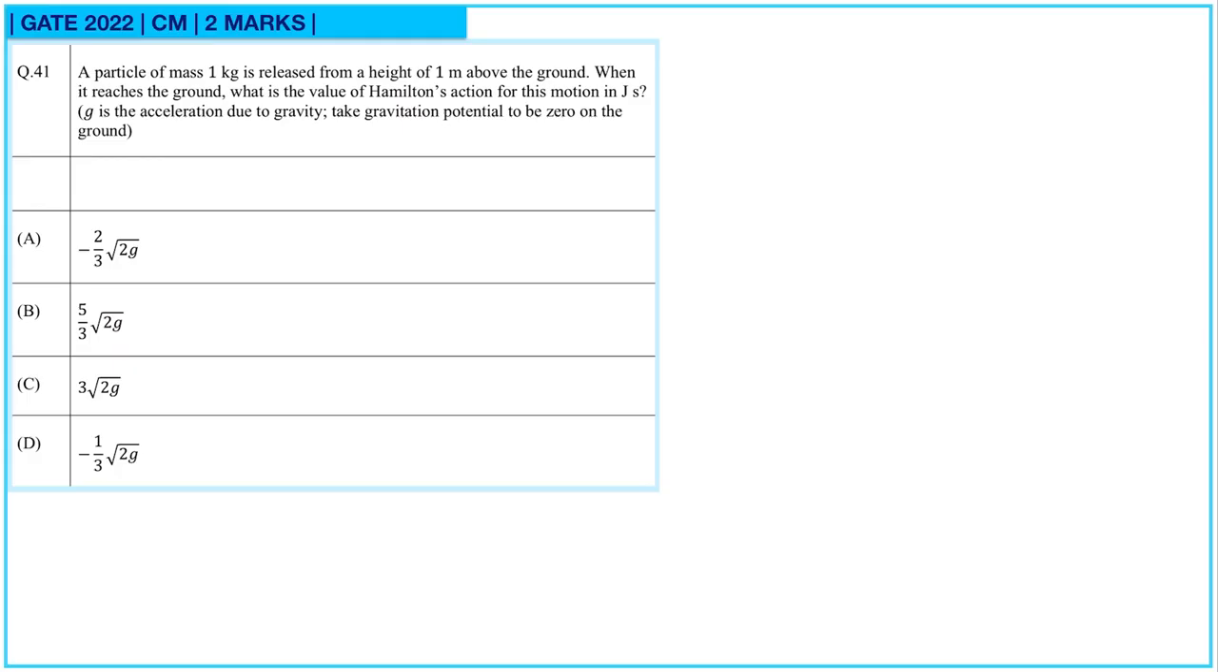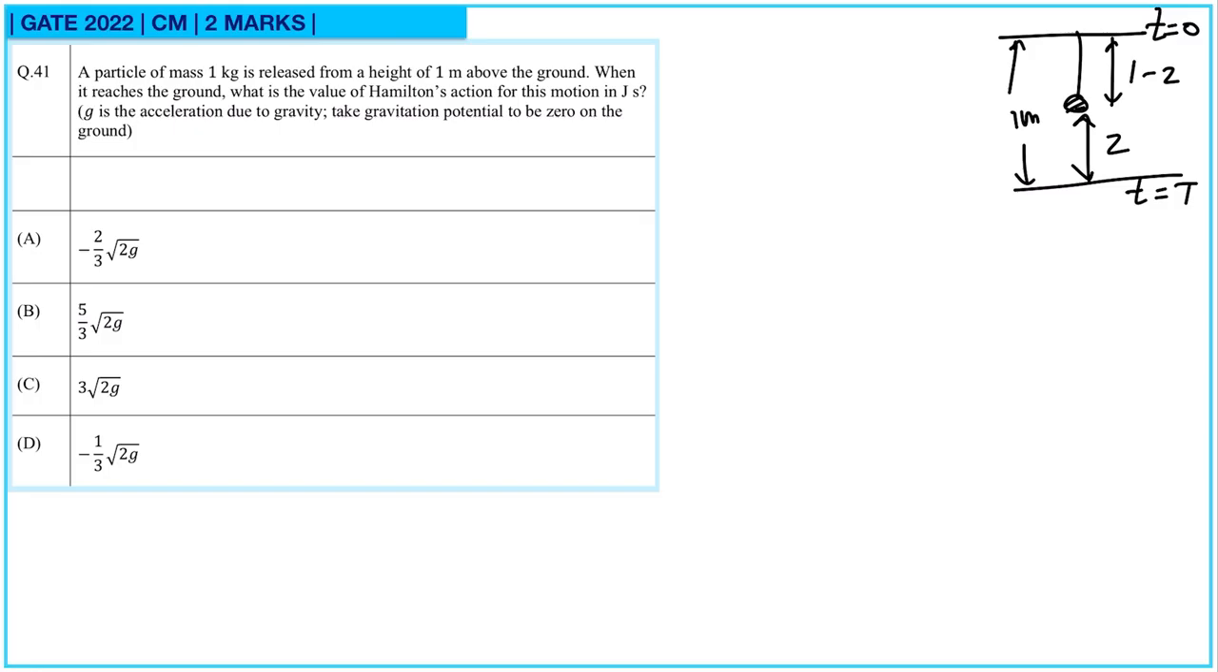So on the ground it is 0, and suppose it is dropped from some height, and at t equal to 0, the particle is here, and let's consider this is some arbitrary position, at some distance z above the ground. The height is 1 meter, which is given to us already, so this distance is 1 meter. That means this portion will be 1 minus z, and when this is completed, this time will be the time of flight.